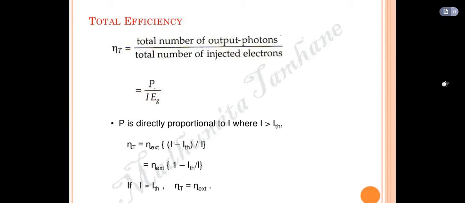Clear? So we should know what condition we are assuming and at what value, and write it down. If you compare both things, you can see how it is obtained using this relation, and we can obtain that equation as well. So that's how the total efficiency is obtained.